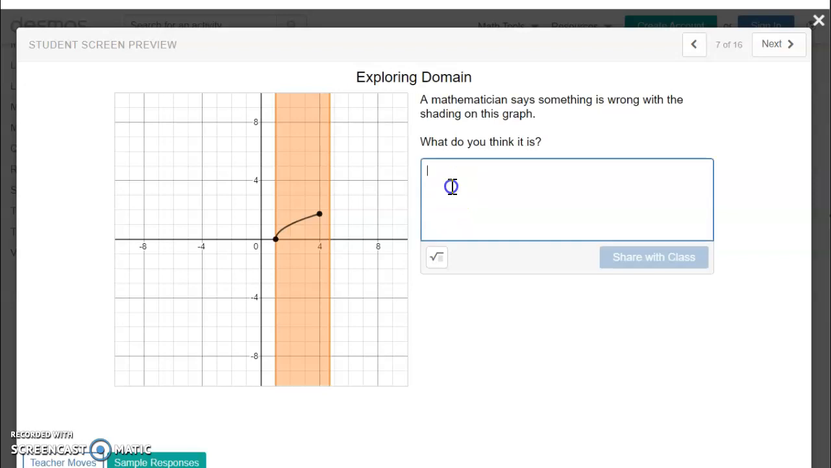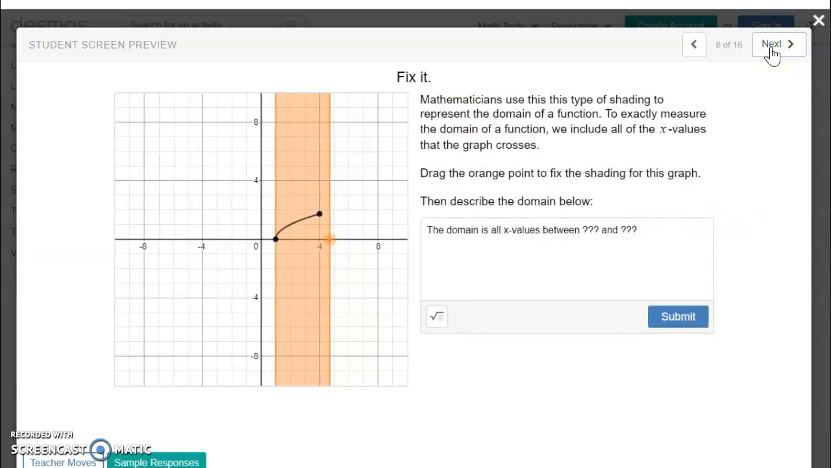Okay, so you are going to write your answers. What do you think? If you don't understand what this is, then don't worry, just give it your best guess. Okay, I'm not going to answer that. I will let you answer that. Okay, all right, then we're going to fix it.